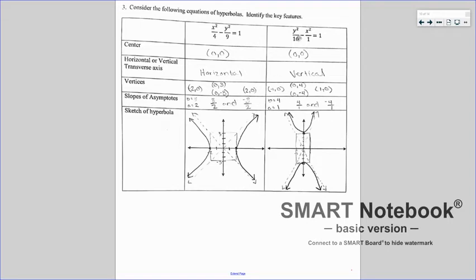And what we notice is it's always this b over a. So the square root of the number that's underneath the y over the square root of the number that's underneath the x squared. So that's our change in y over change in x, if you just think of it that way. That's our change in y, and that's our change in x. Opens up and down, so we sketch it that way.